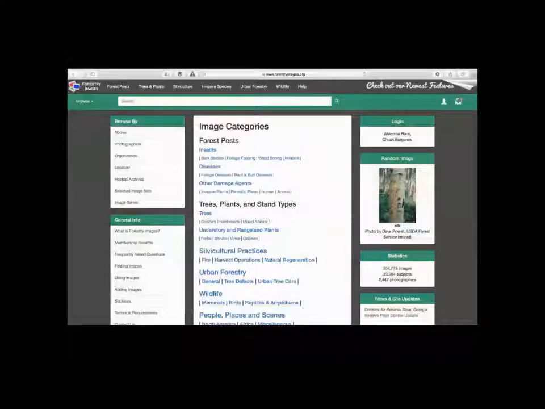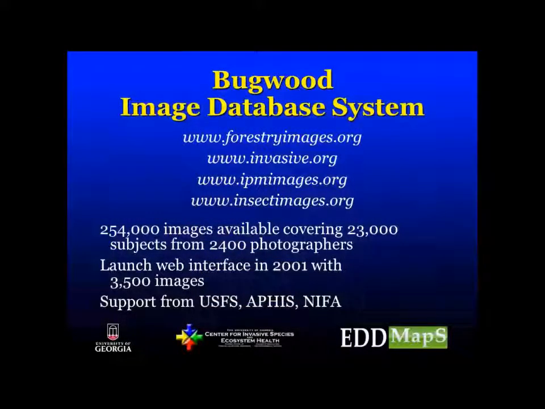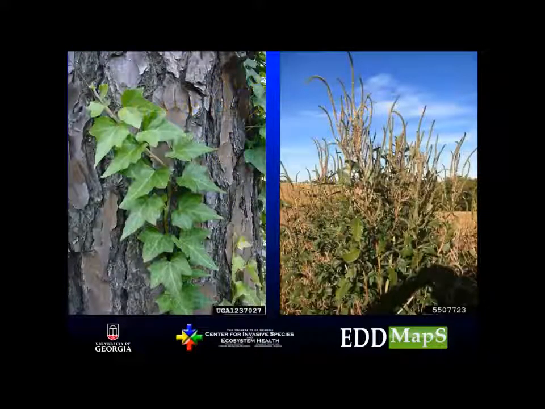And a lot of our focus initially was on forest health. We had 2,500 pictures when the website launched in 2001. Now we have 254,000 pictures. And all of that, whether it's from forestry images, invasive.org, insect images, weed images, they're all part of this one Bugwood image database. And so there's an example.